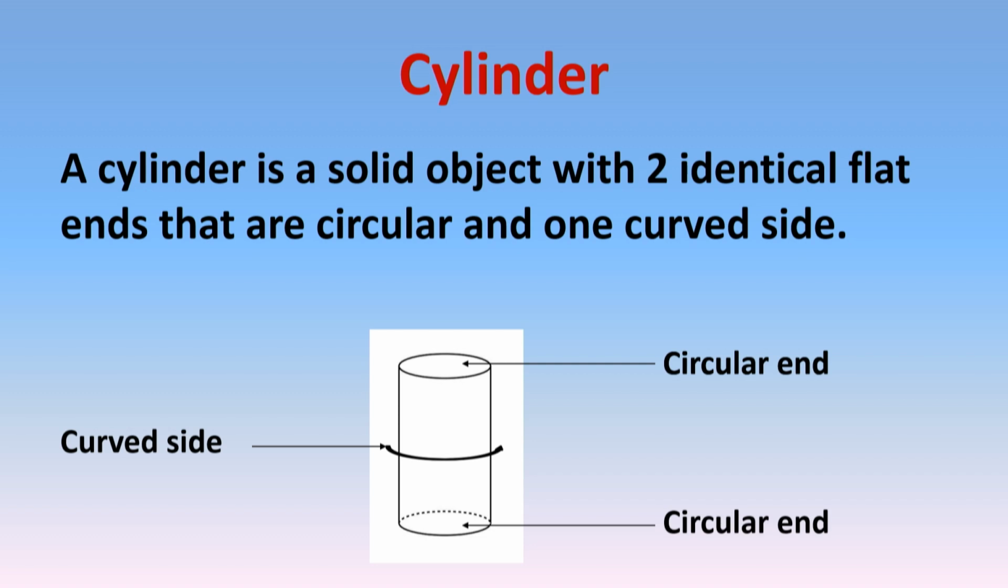Now, what is a cylinder? A cylinder is a solid object with two identical flat ends which are circular and which has a curved side. From the picture, you can see that we have a circle at the bottom of the cylinder and at the top of the cylinder. Then you have the curved side.